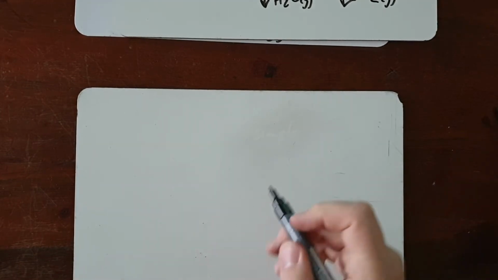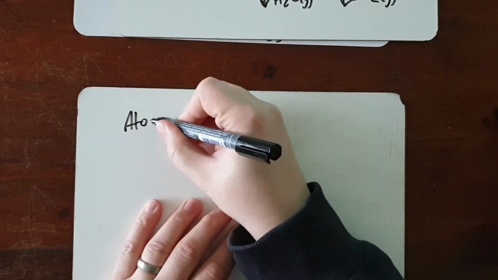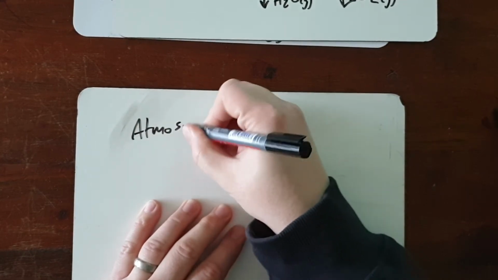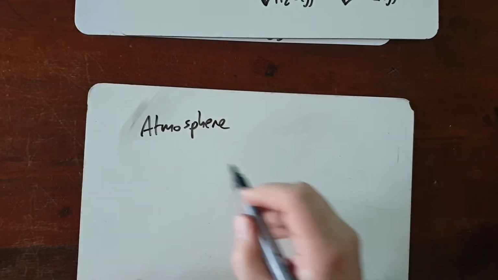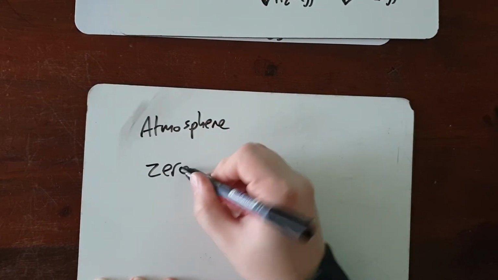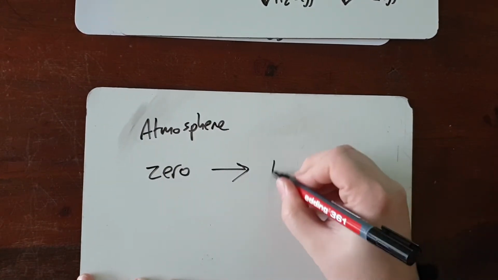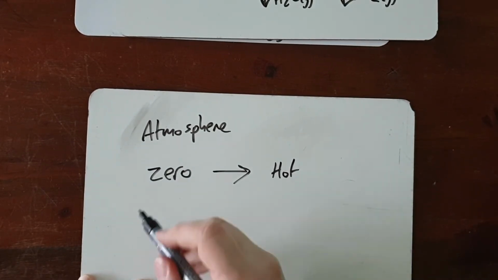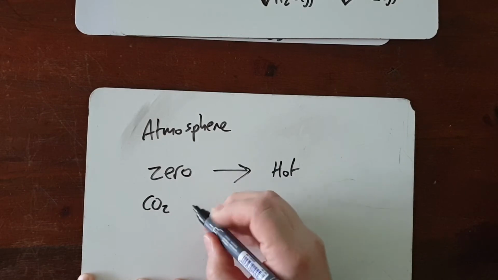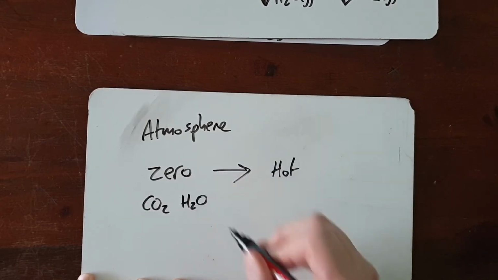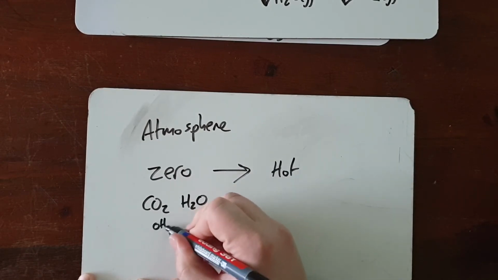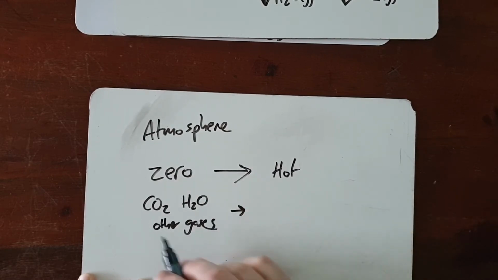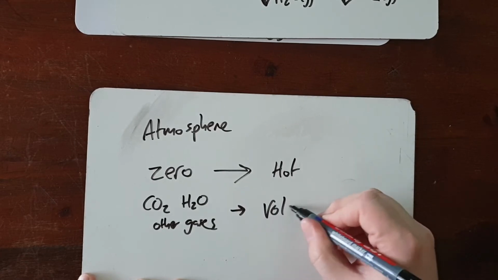So, the atmosphere. At first there was zero atmosphere. Why? Earth was super duper hot and all the atmosphere was boiling off into space. Then Earth cools down a little bit, and the atmosphere is carbon dioxide, water vapor, and some other gases. Where are these all coming from? They're coming from volcanoes.